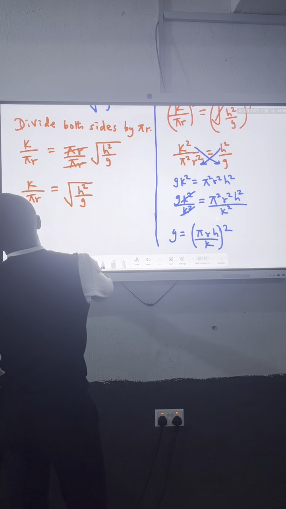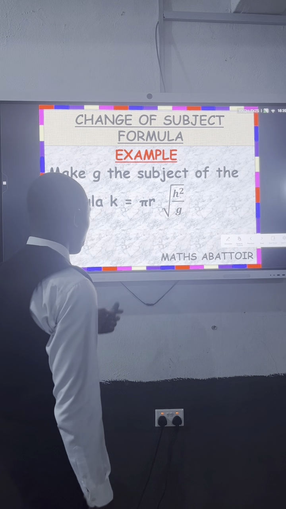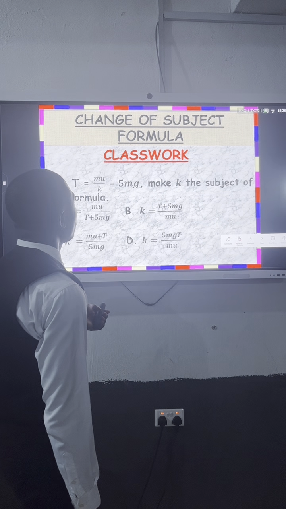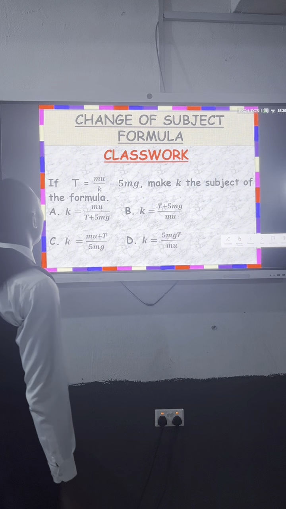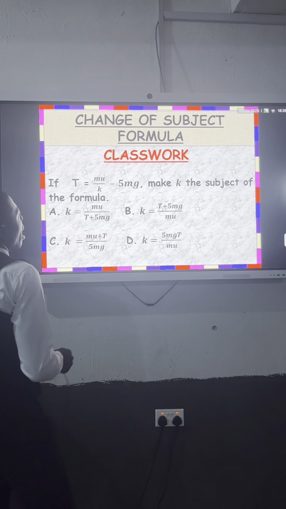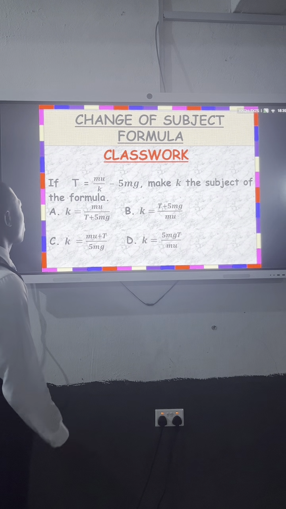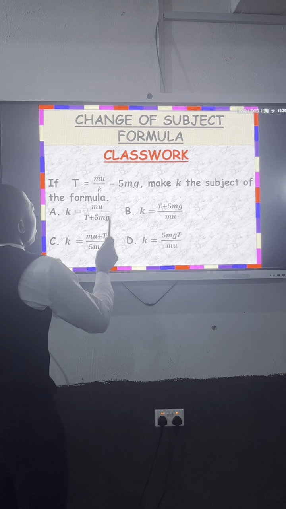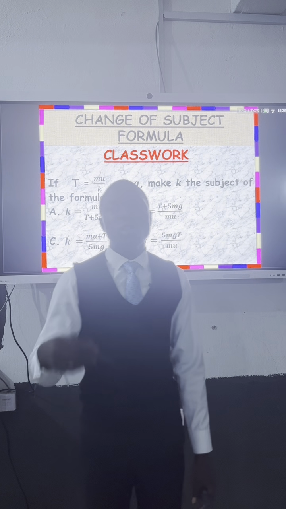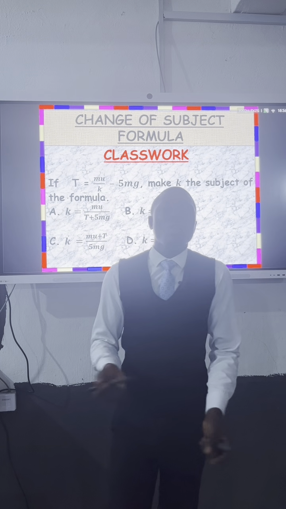Now, next, I want to quickly give you something. You are given this: T is equal to mu over K minus 5 mg. You are told to make K the subject of the formula. So we have options A, B, C, and D. So please do it. And then when you are done, remember to post your answer in the comment section. Tell me if your answer is A or C or B or D.